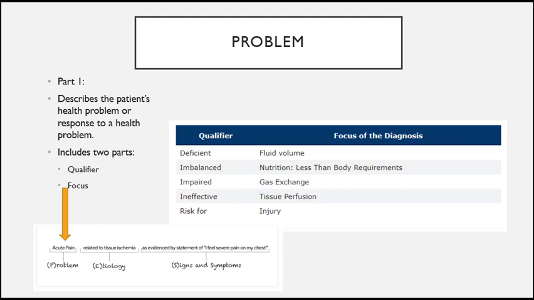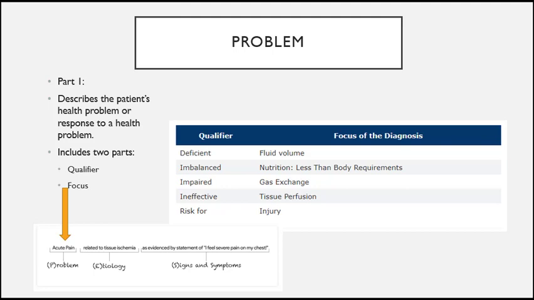And what is wrong with that gas exchange? It's impaired. So while we don't usually talk in terms of qualifiers, when you're writing it out, I just wanted you to know kind of what the parts were. So the qualifiers are just words that are added to some diagnostic labels, to some problems, not all, and they just give additional meaning, or sometimes they limit or specify the statement.